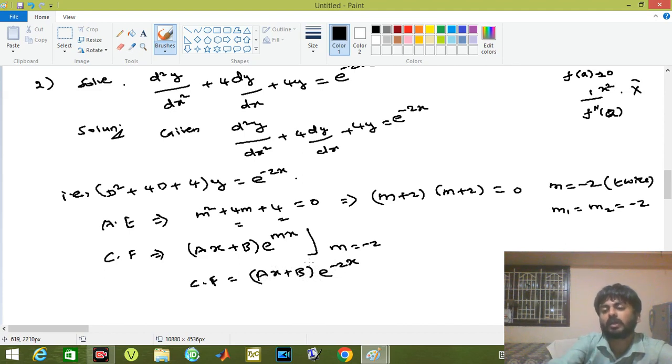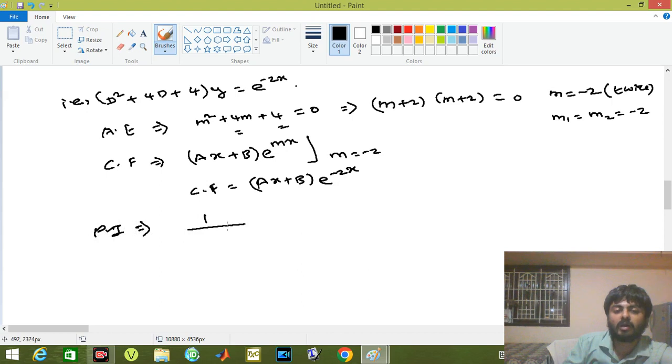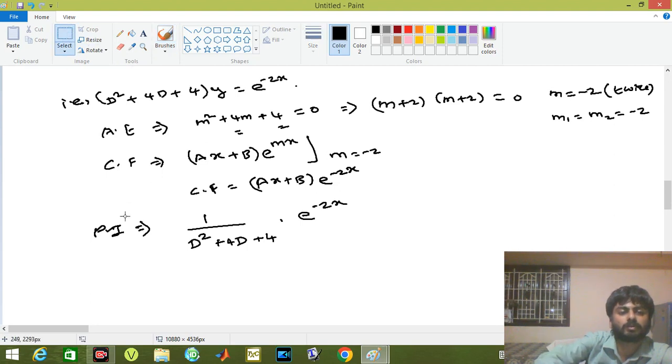Now PI. So how to find PI? PI can be found by taking 1 by (D square plus 4D plus 4) into e power minus 2x. So this is your PI.